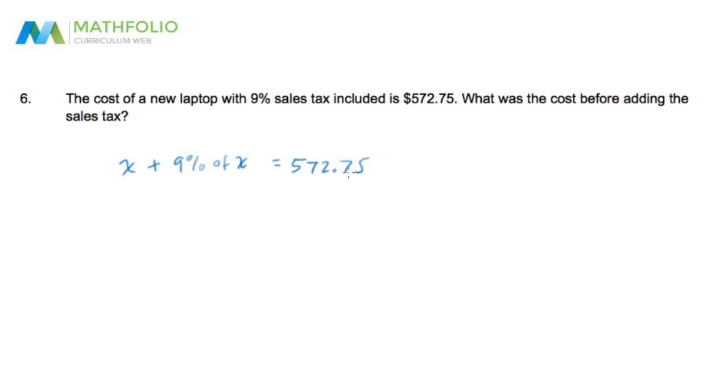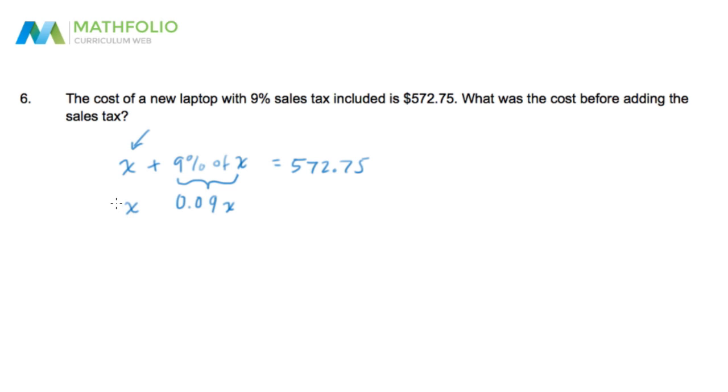572.75. But what was the cost before the tax? They're trying to find the price of X. So, few ways to do this. Let's just do it algebraically for now. 9% of X, let's think. 9% as a decimal, if we divide by 100, is 0.09. "Of X" means times by X. So you just write 0.09X.